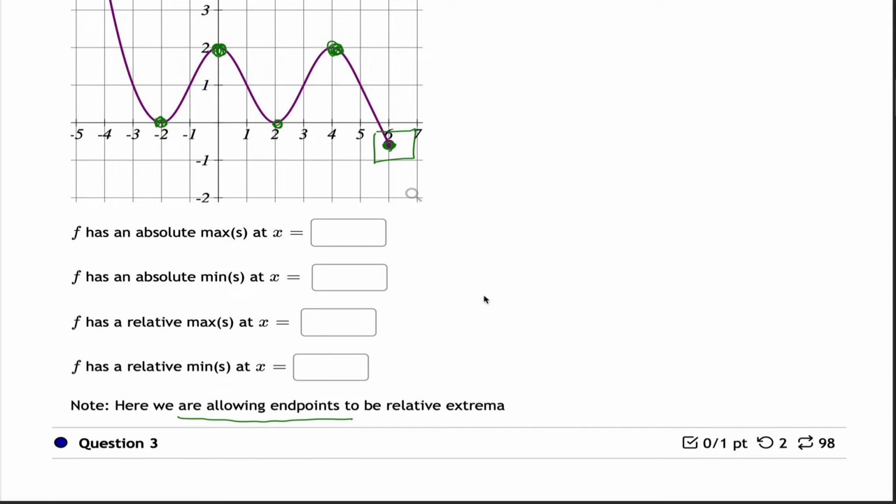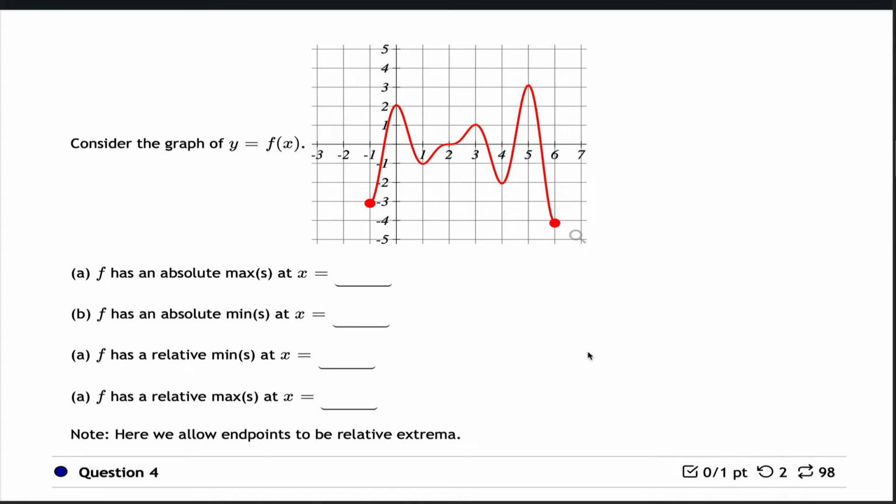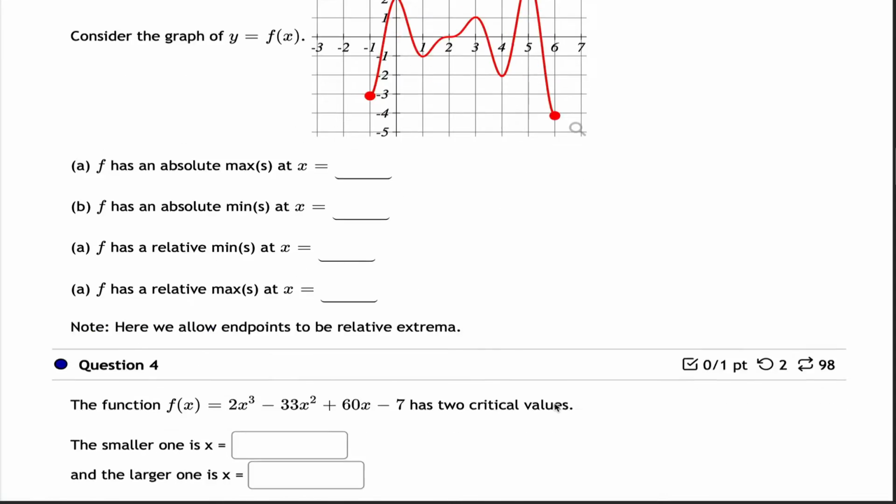I just told you the answer. Usually I try to not tell you the answer, but what are you going to do? It's kind of hard to give hints sometimes. Here's another one. We got a graph. We're again allowing endpoints to be relative extrema. You want absolute max, absolute min, relative max, relative min, different graph. Hopefully you can figure all that out. I don't think there's anything too exciting here. Maybe this is worth pointing out. There is a critical value of this graph that is neither an absolute maximum nor an absolute minimum. That's kind of interesting. See if you can identify that critical value.